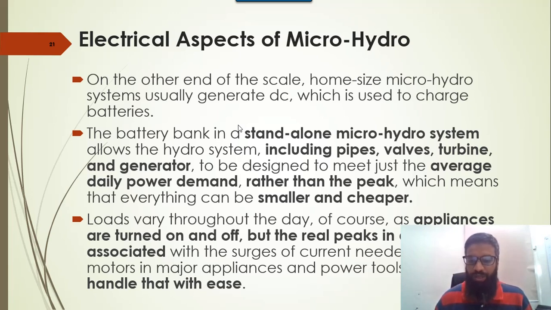Load varies throughout the day, of course, as appliances are turned on or off, but real peaks in demand are associated with the surge of the current needed to start motors in major appliances and power tools. So when we start the motor, the initial current of the motor is comparatively very high as compared to the continuous running current of the motor. So in order to accommodate the surge, we use battery that will handle the starting current of the motors.